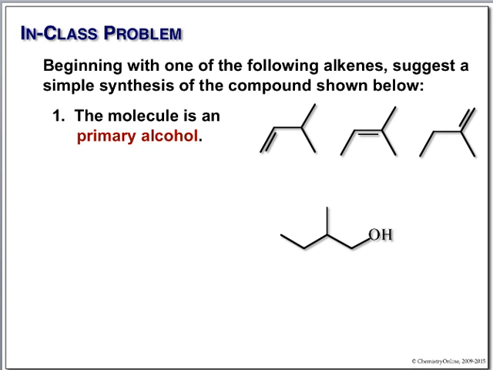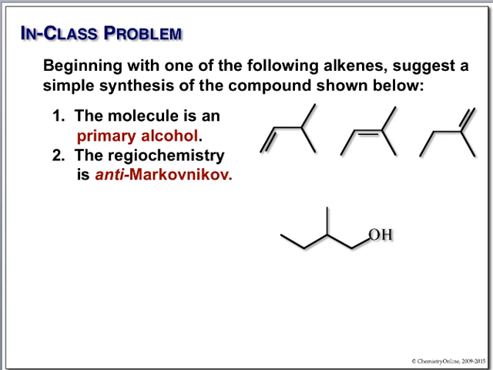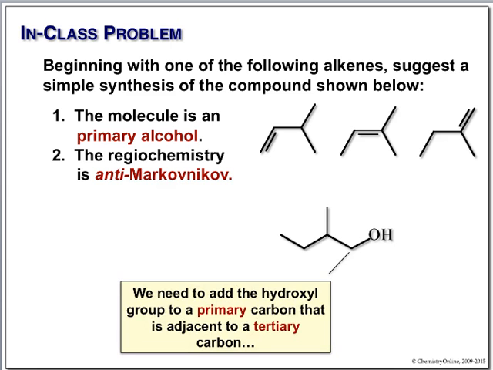I know 2 ways to make alcohols. I can make Markovnikov or anti-Markovnikov alcohols. Here we have a tertiary carbon. Here we have a primary carbon. This is anti-Markovnikov. Pick an alkene and put in your reaction conditions. Hydroxyl group has to go to our primary carbon.